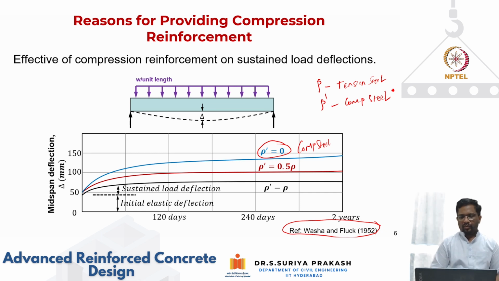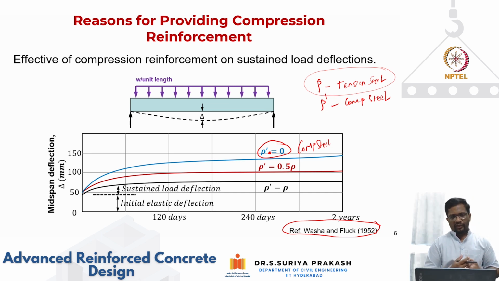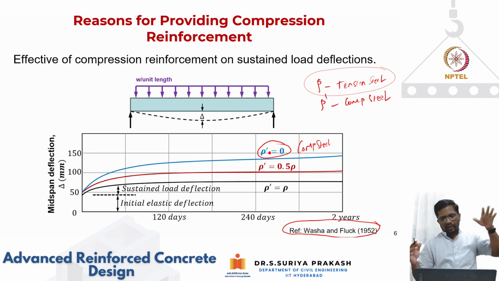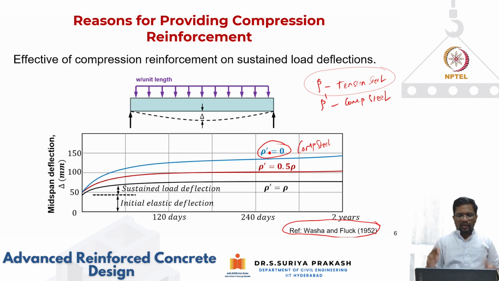One beam with only tension steel. Another beam with a compression steel of about 50% of what we put on the tension side. Then the third case was a beam with a similar amount of compression and tension steel. So what they did is they took a simply supported beam, applied some load, and kept the load constant, and then checked how the deflection changes over a period of time. So that's what we are plotting here.